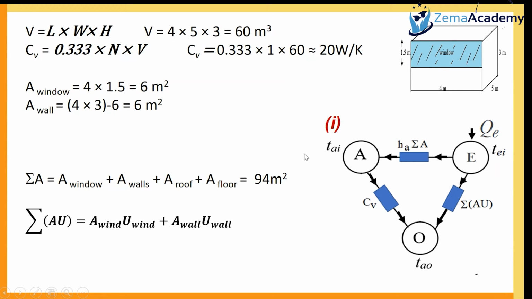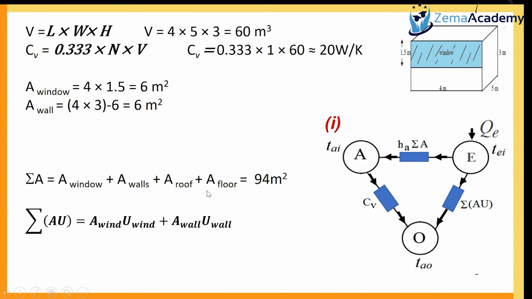Now the new thing over here is the summation A. When I say summation A, that is the area of all the surfaces that are involved. So now we need to look at the area of the window, area of the walls, area of the roof, and area of the floor. If you calculate each one of them, for one wall it is 6. For this wall it was 6. You have to calculate the rest of the 3 walls and then add that up. That will be the total area.